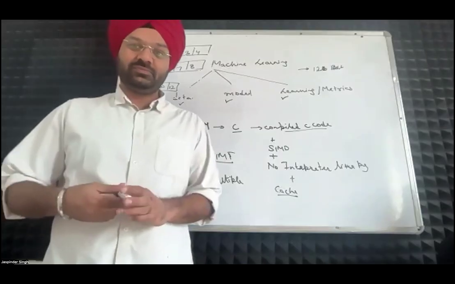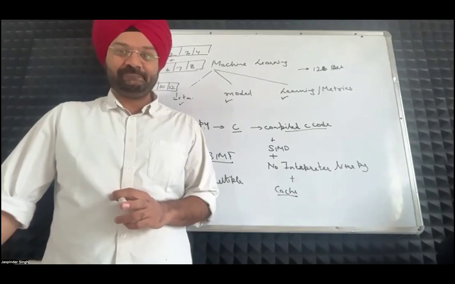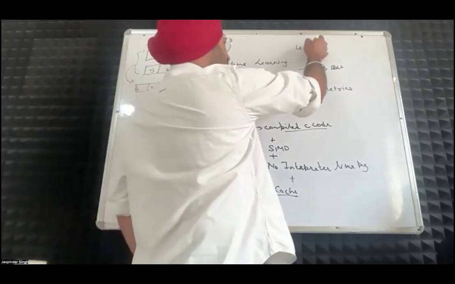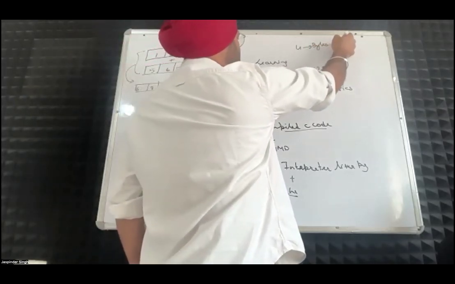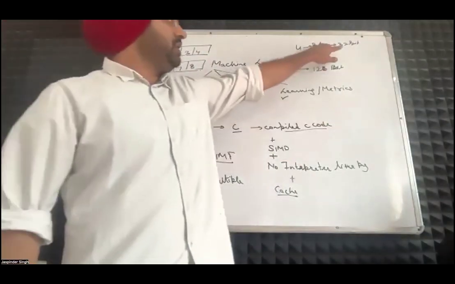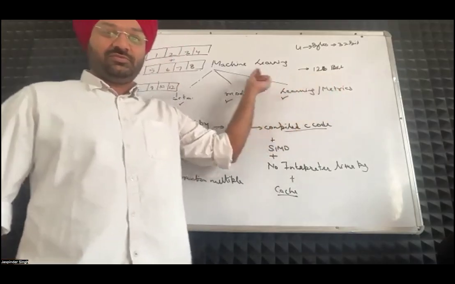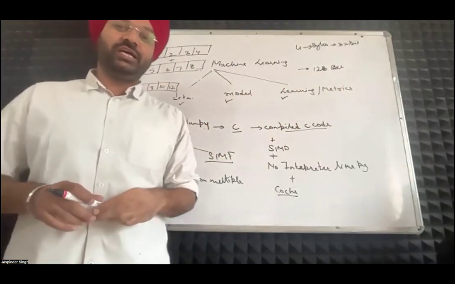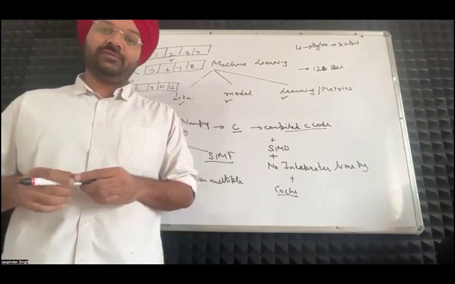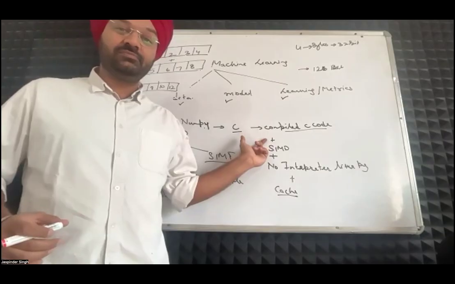What is the memory of an integer? 4 bytes. How much is 4 bytes? 32 bits. Right. How many 32-bit integers can be there in 128? 4. That's why I was taking 4 as an example. So I will be having 4 operations in parallel. That is the SIMD part.